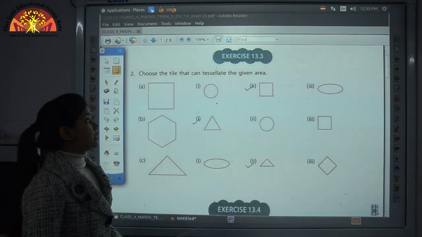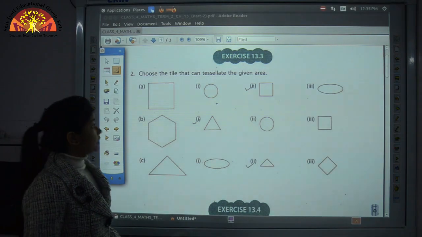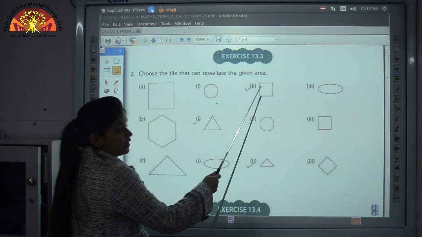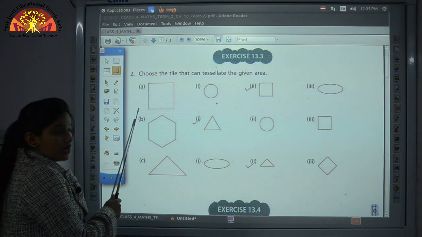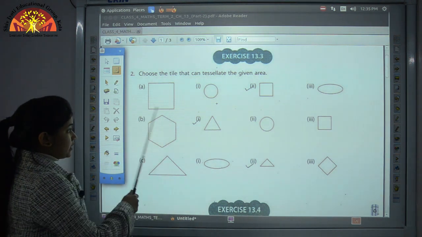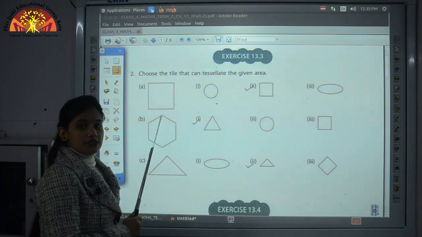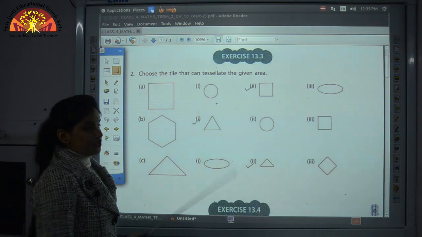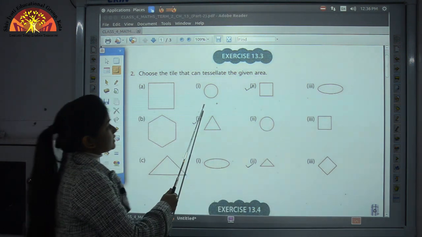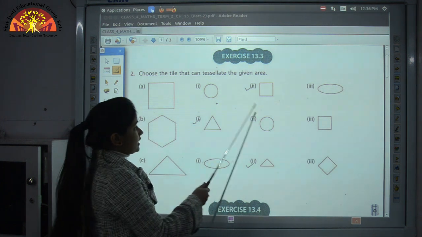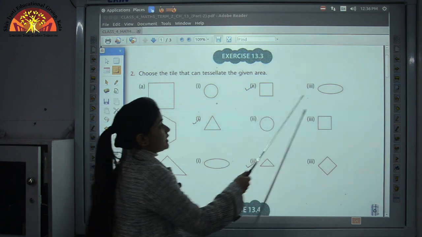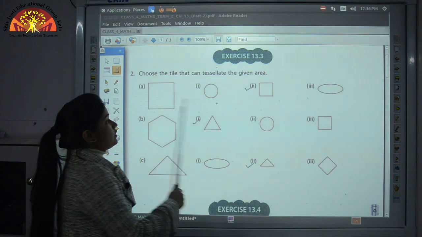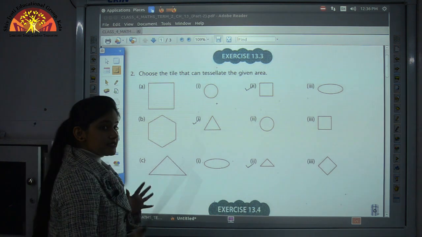So now I am taking question number 2 of exercise 13.3, and question number 2 is: choose the tile that can tessellate the given area. Okay. This is the given area. As we can see, this is a shape of a square. We have to find the correct option. We can see three options here. First is a shape of a circle, the next is a shape of a square, and the next is a shape of an oval. We have to pick a shape from these shapes that can tessellate this area.